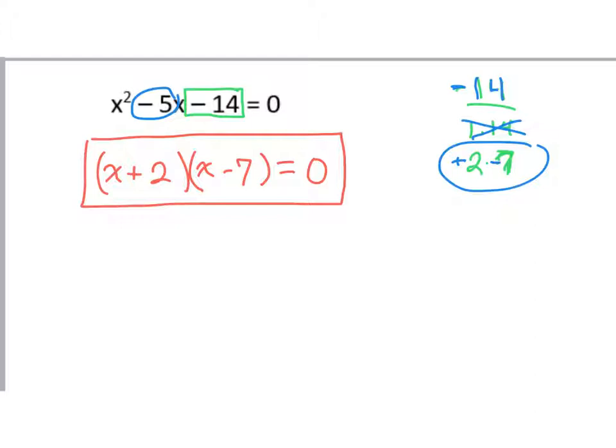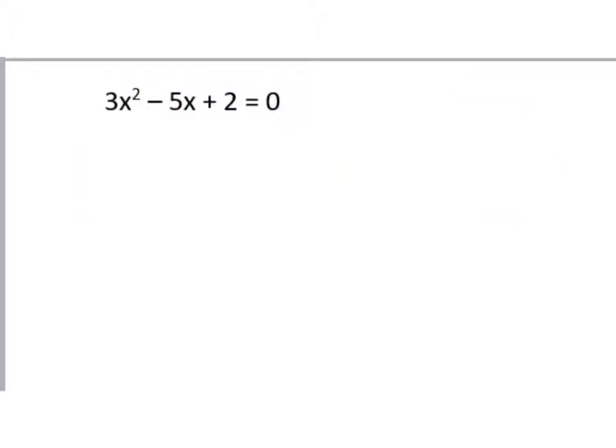Okay, let's look at what we need to do if we have a coefficient in front of our x squared, a number that is not a 1. For example, in this problem, I have 3x squared minus 5x plus 2 equals 0. Notice this time I've got a little problem because I don't have a 1 in front of my x squared, I have a 3.